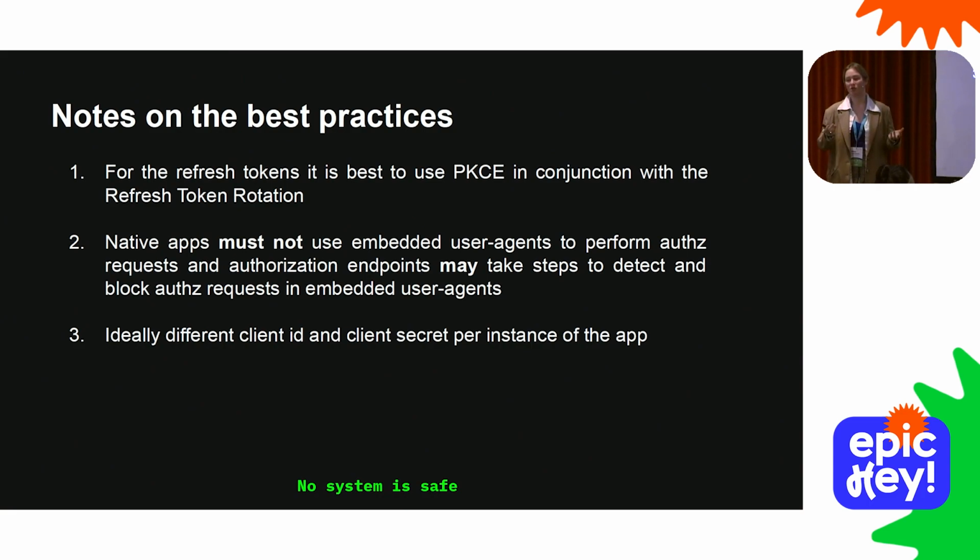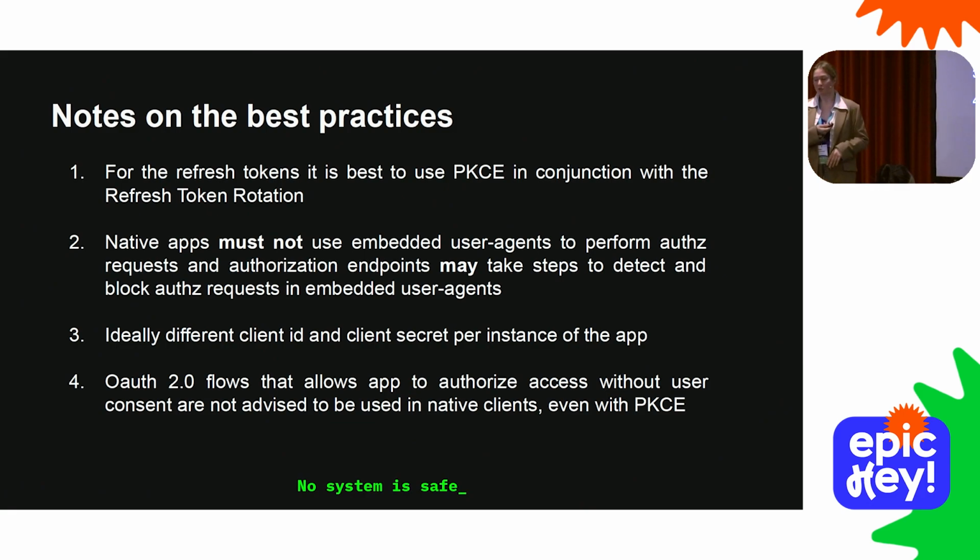Also, ideally, of course, client ID and client secret should be different per app instance. Otherwise, it would be really easy to get the client ID. This way, at least, it would require some traffic sniffing. And yeah, the last one: there are several flows in OAuth, and some of them allow us to authorize access without even asking for user consent. Such flows should never be used in native apps, even when you use PKCE.